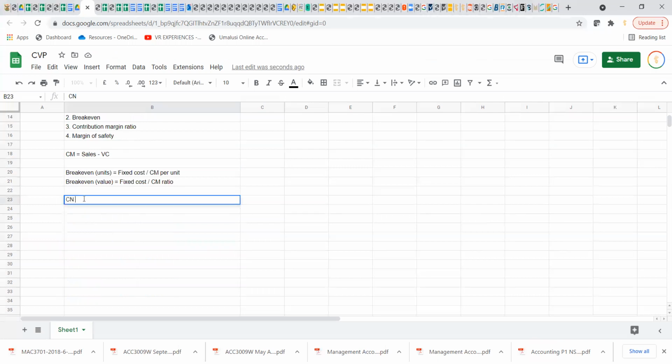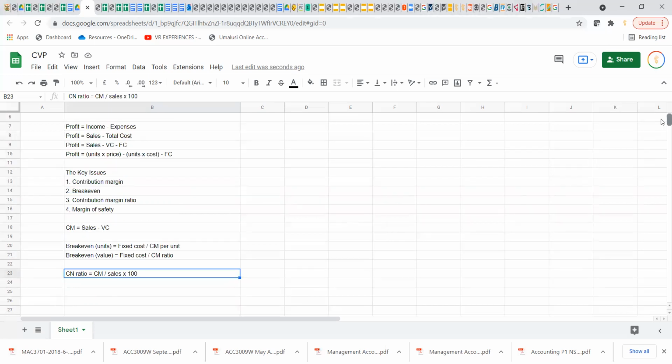Contribution margin ratio equals contribution margin divided by sales times 100. So contribution margin ratio is simply contribution margin divided by sales times 100. Contribution margin is going to give you the profit per unit. Contribution margin ratio is going to give you a percentage. So just be aware of that. That is basically it when it comes to CVP. These are the key issues when it comes to CVP.